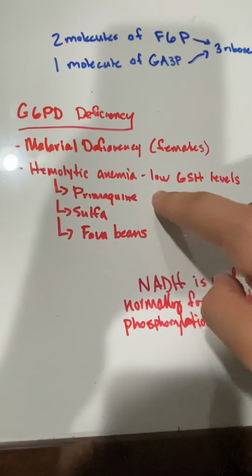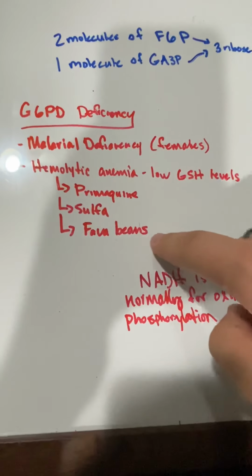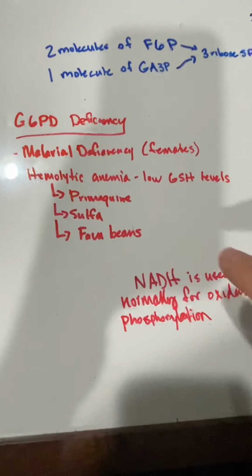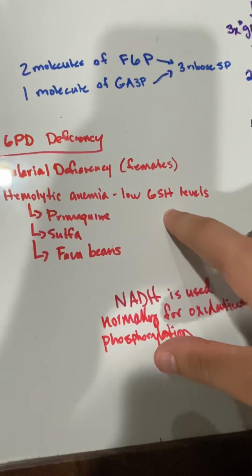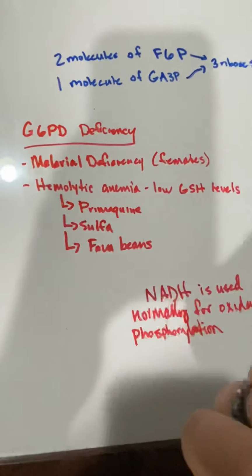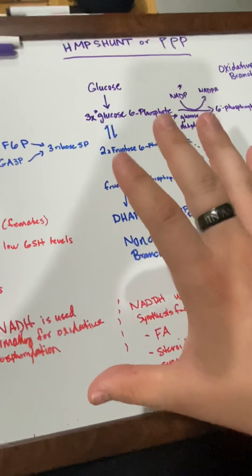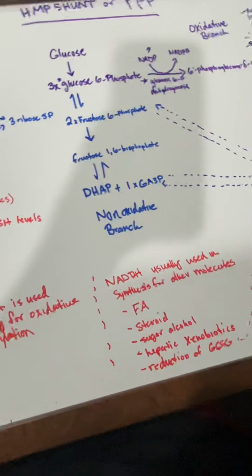And then some other things make it worse. So primaquine, sulfa, and fava beans, which is a dietary thing that we can eat. These lower those GSH levels, which would make it more likely for us to have a hemolytic anemia. So that's pretty much the HMP shunt, or PPP is what it's called.